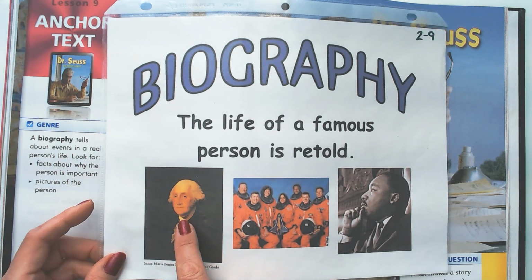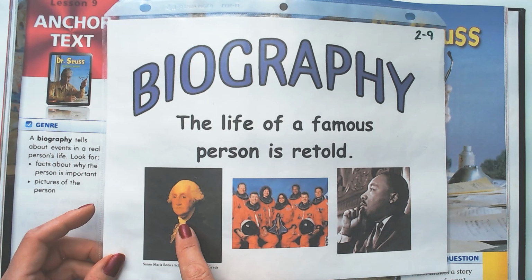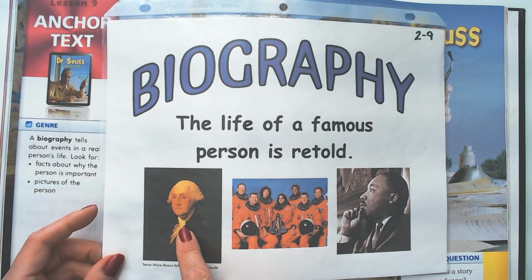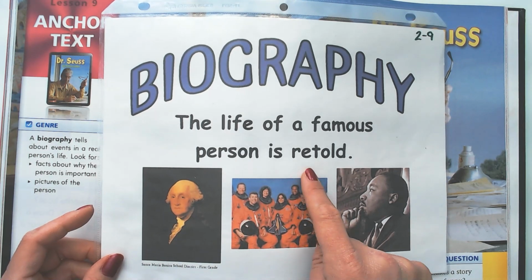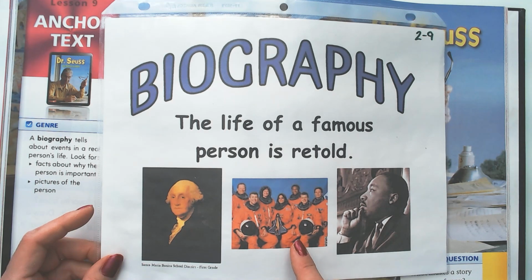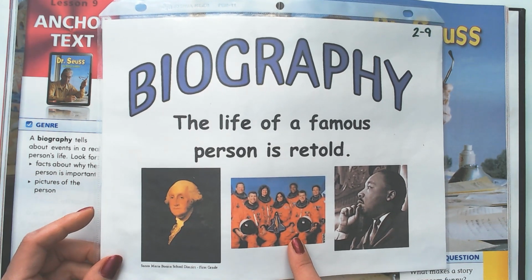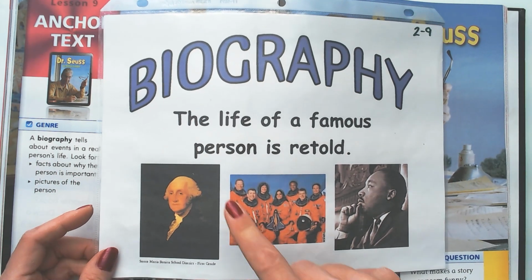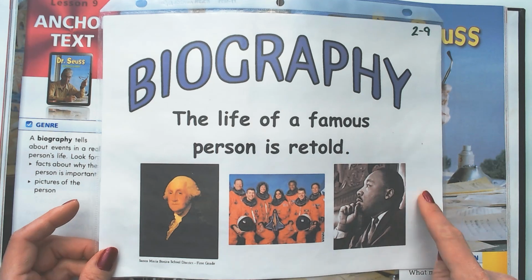So this is George Washington. He was famous because he was our first president of our country, and he helped our country become a country by being a general in the army. And these people are important. There are astronauts who flew in the space shuttle, and there was a biography written about them that told about their lives.